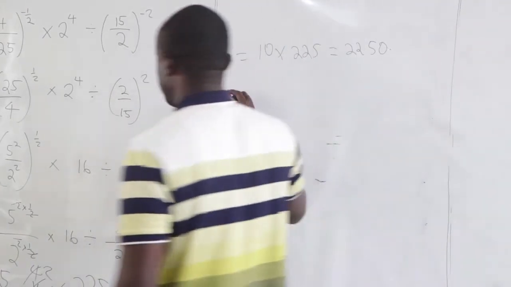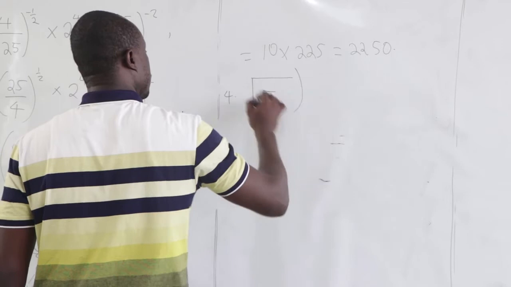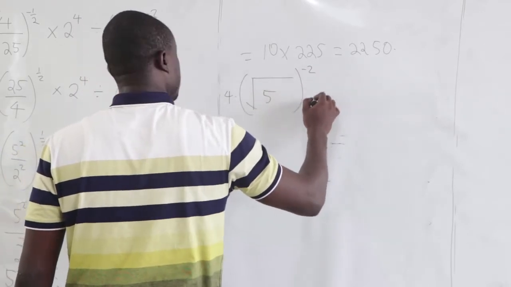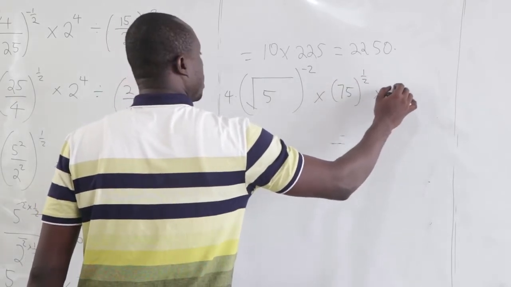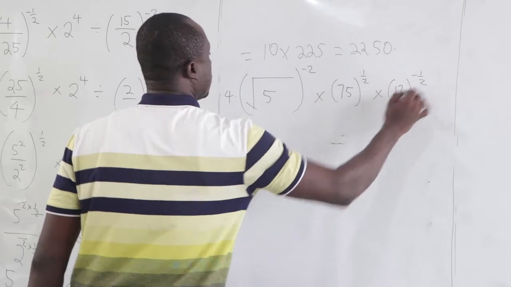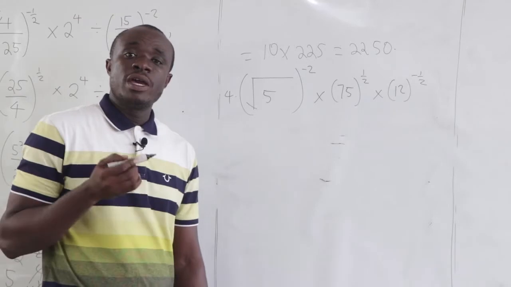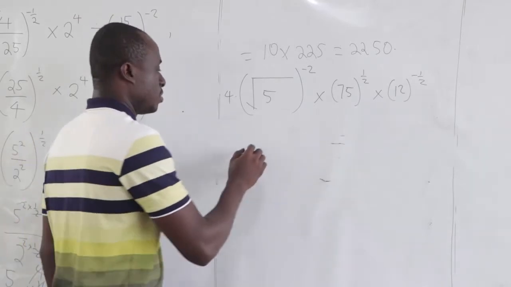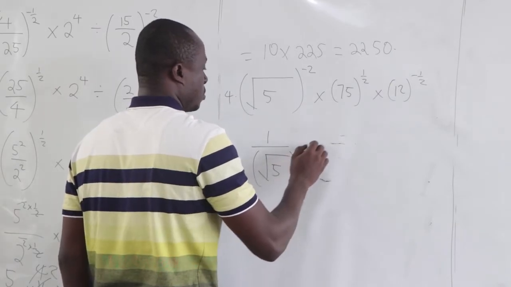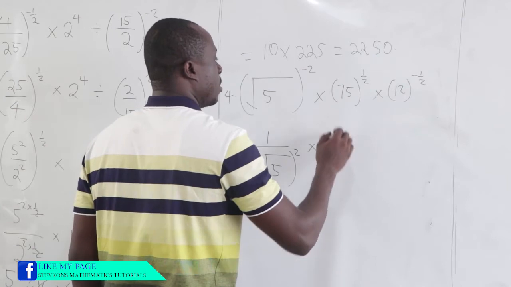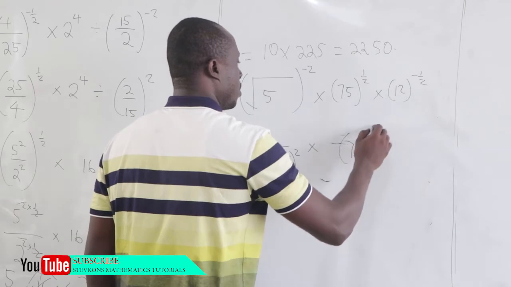Now let's see the fourth question. We have the square root of 5 to the power negative 2 times 75, all to the power 1 over 2, times 12 to the power negative 1 over 2. Now, which of the properties are we supposed to use? You know a to the power negative n is 1 over a to the n. So this is just 1 over the square root of 5 all to the power 2, times 75, and then we can change it, but let's wait. So 75 all to the power 1 over 2.